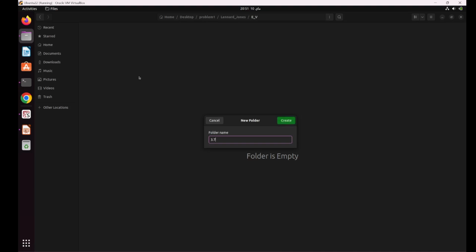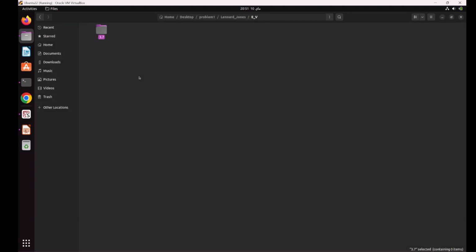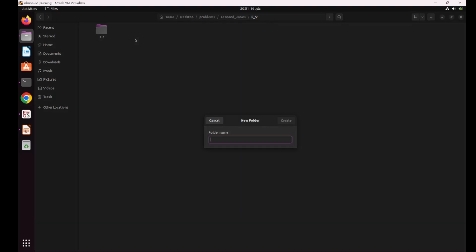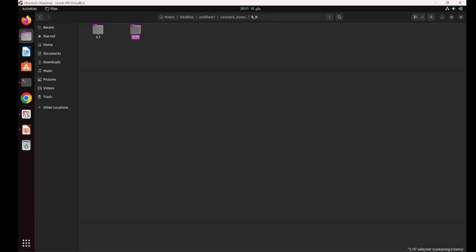For example, I can create a folder with 3.7. So that's the 3.7 angstrom. I can create another folder 3.75 and so on and so forth. But let's just demonstrate the idea at 3.7 and see what will happen. It's very important to be organized, having a folder for each lattice parameter. Otherwise, the output files will override each other.